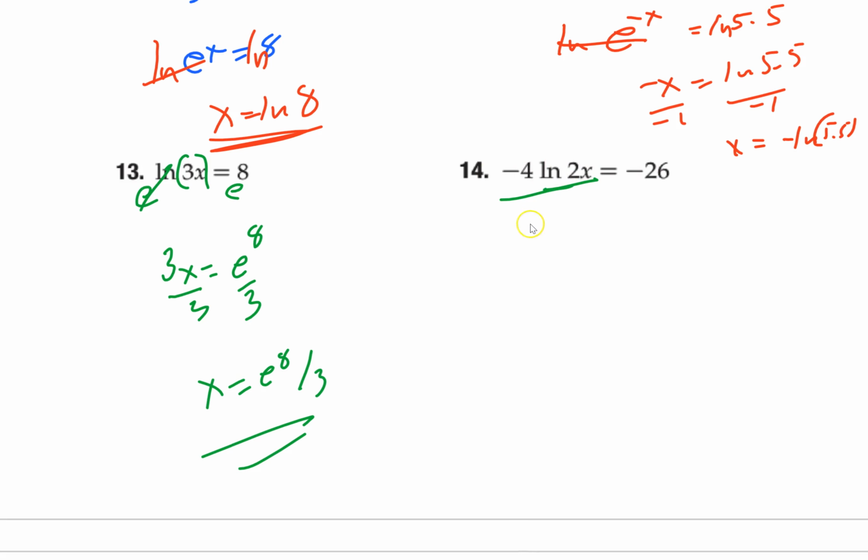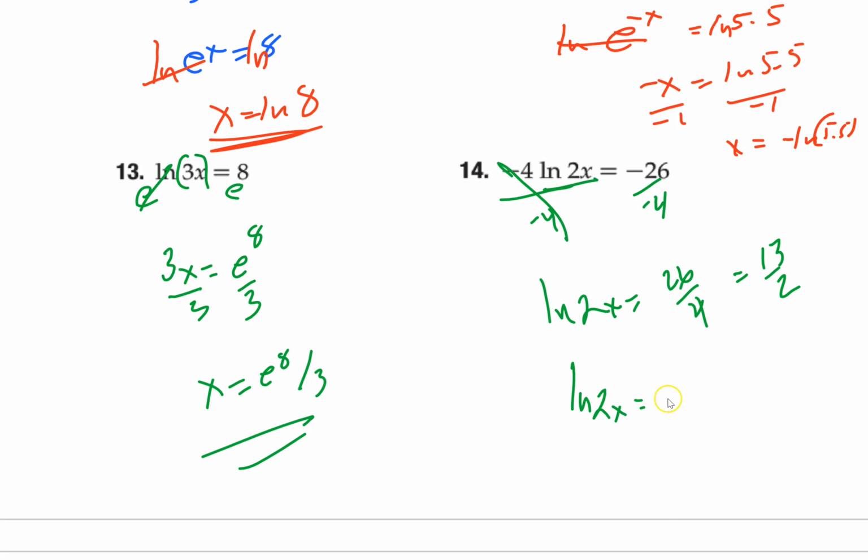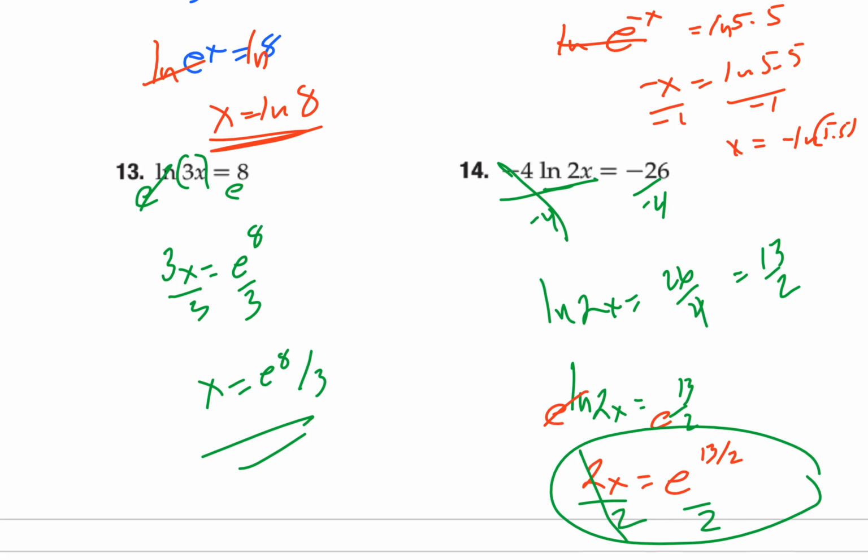Standing over here, but just like before, you always want to isolate the natural log. Get rid of that negative 4. Natural log of 2x equals 20, cancel out, 26 over 4. Also known as 13 over 2. So let me rewrite that. What we do next is what we always do, right? You want to get rid of natural log? Take the e to both sides. Now that's all alone. 2x equals e to 13 over 2. I'll get rid of that 2. Either multiply by 1/2 or divide by 2. And there you go. x equals e to 13 over 2 divided by 2.